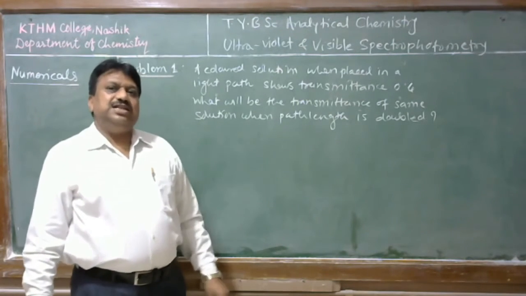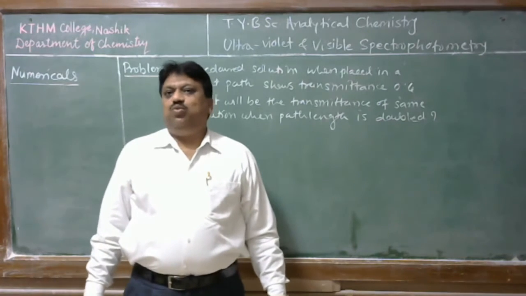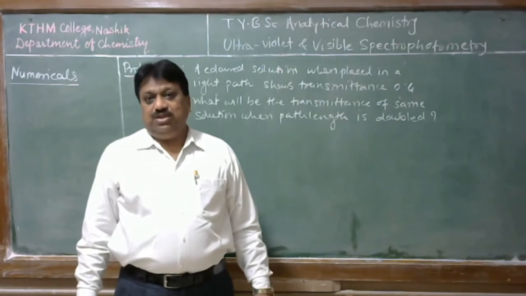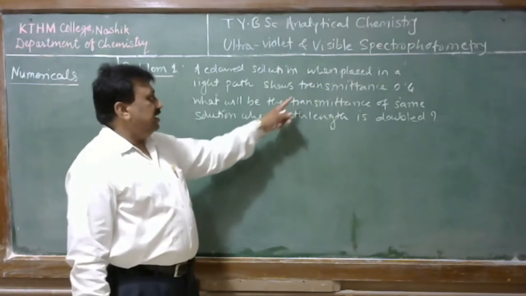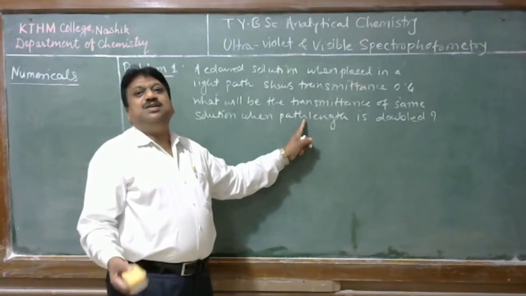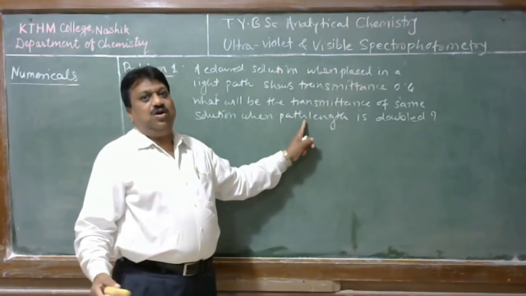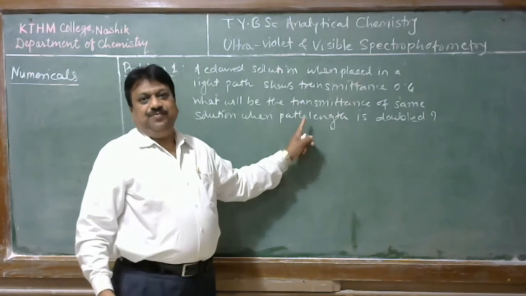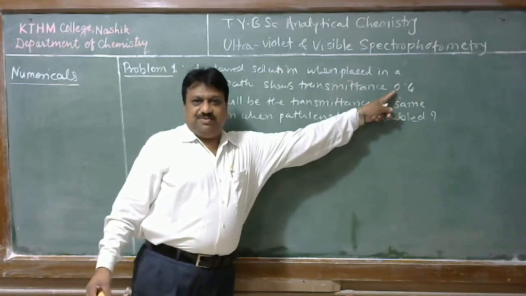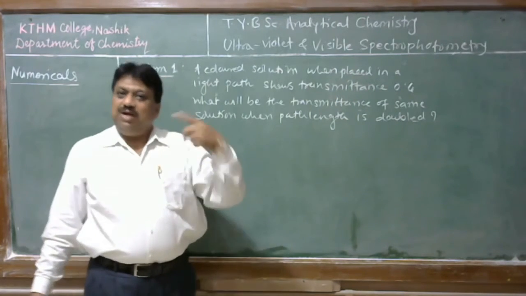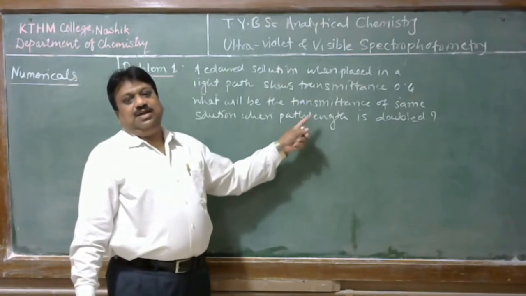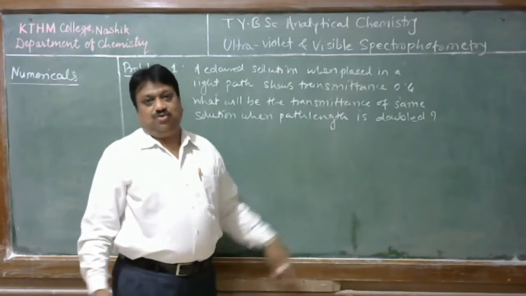Student, we know that transmittance decreases exponentially with the concentration. Transmittance decreases exponentially with the path length. That means here, when the path length is doubled, the transmittance does not become half or double. We have to find the absorbance at this transmittance, then multiply that absorbance by 2, then find the transmittance for that second absorbance.